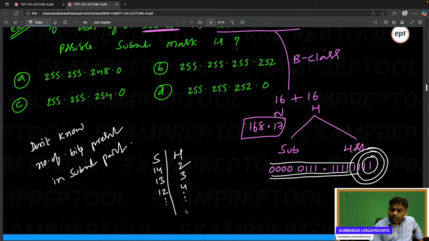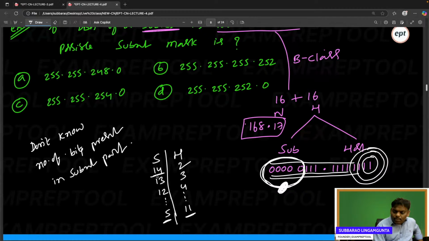Until what? Remember, these cannot be part of the host. If these are part of the host, how is it the DBA? So the minimum subnet part is going to be 5. Whenever it is 5, the host is 11. So remember, these 5 cannot be part of the host. If they were, since it is a DBA, the host part needs to be all ones. So there is no chance. So the minimum subnet part is 5, host part is 11, and so on. Maximum subnet part is 14, so the host part is 2. These are the possibilities. Now check one by one.